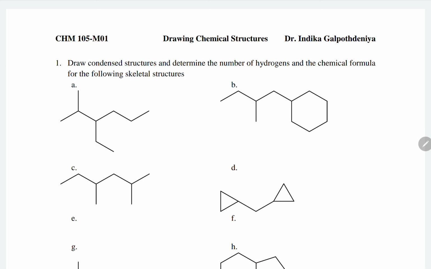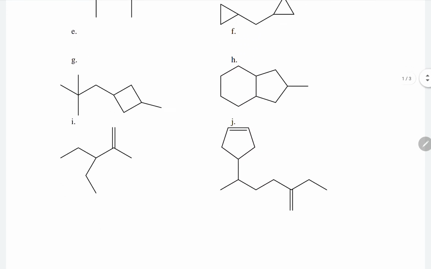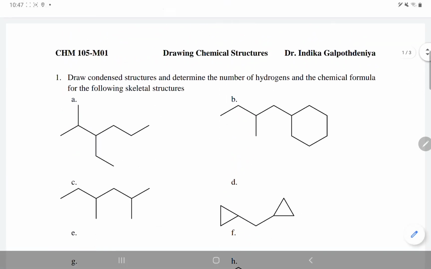So in this particular lab, the first thing that you need to do is draw condensed structures from the skeletal structures that I have given you. In the first question of this lab, I have given you a bunch of different skeletal structures, and I'm asking you to draw the condensed structure for these and then figure out the chemical formula. Let me explain a couple of problems, and then we will discuss how to do it.